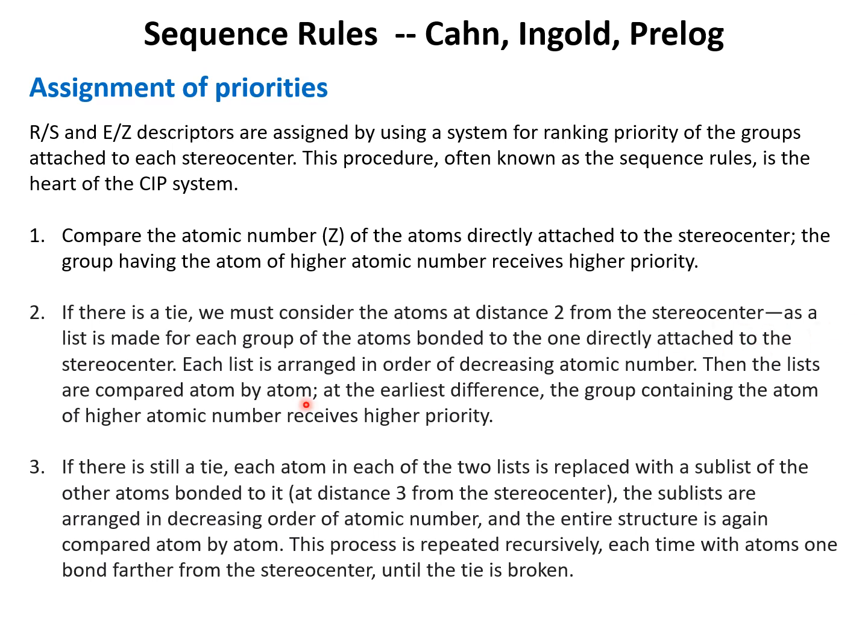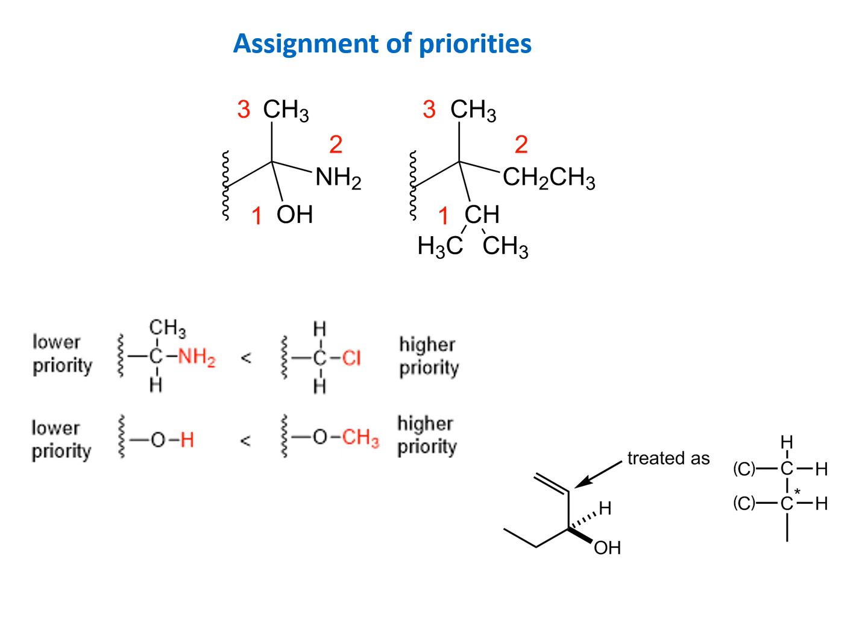Okay, the next element. A list is made for each group of atoms bonded to the one directly attached to the stereo center. Each list is arranged in order of decreasing atomic number. Then the lists are compared atom by atom. At the earliest difference, the group containing the atom of higher atomic number receives higher priority. Higher the atomic number, that atom will get higher priority when compared to the other atoms. Again, if there is a tie with the second atom, then we have to proceed with the third atom. If the third also has a tie, then we have to proceed with the fourth. Like that we have to proceed.